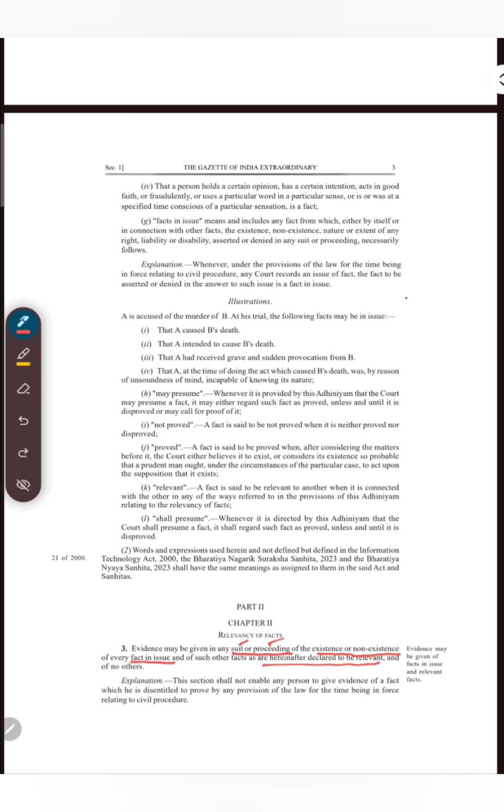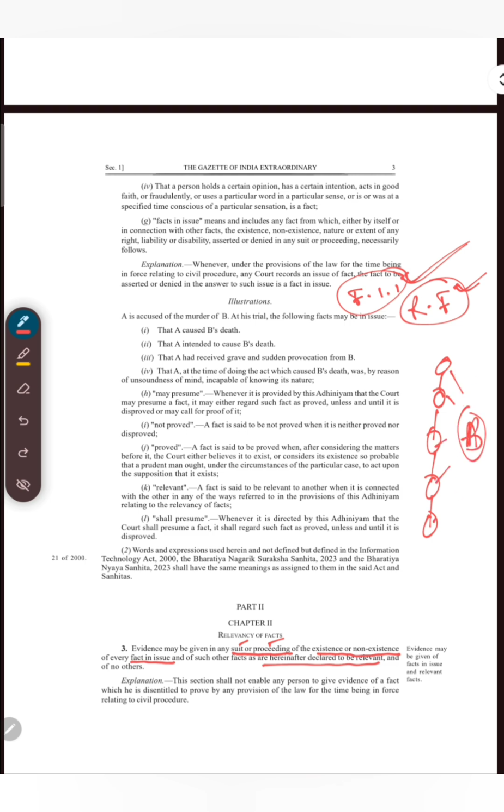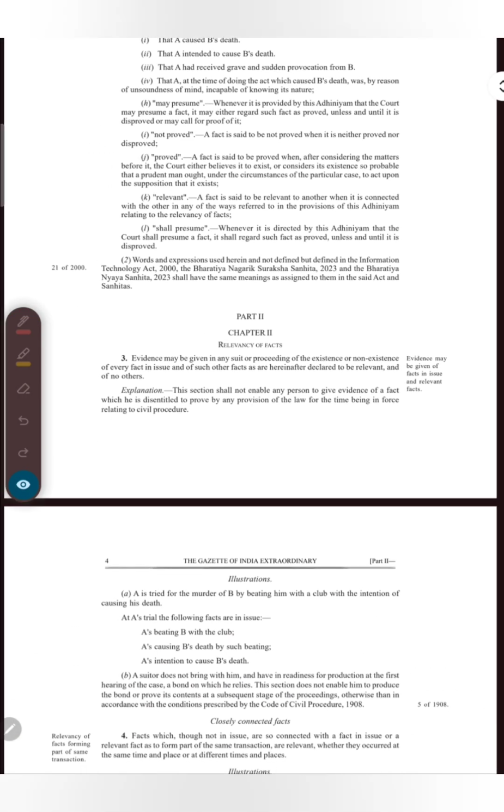So two kinds of evidences can be given: evidence of fact in issue and evidence of relevant fact. Fact in issue we have already studied; that which decides the liability, punishability of the person, is a fact in issue. That is the direct question. Or if you cannot prove the fact in issue directly, then you have to prove various relevant facts, which will make a chain of various evidences and facts, which will ultimately suggest that B, in our example, is actually liable.